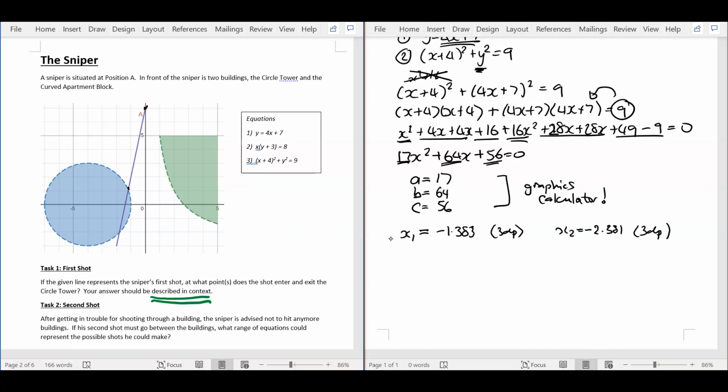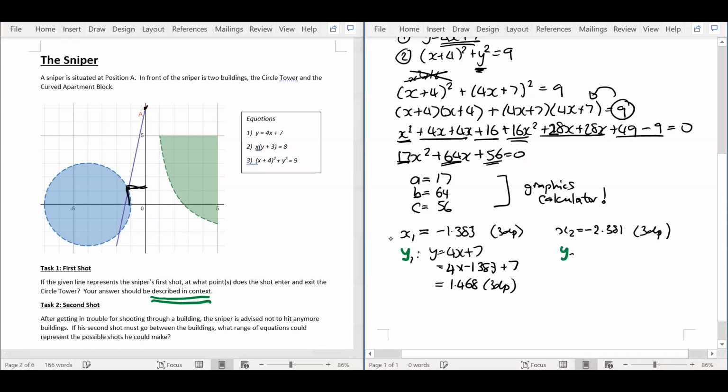Now that we've done that, we can go ahead and calculate the y values. So y1, that's going to be y equals 4x plus 7. I'm going to substitute in the x from above: 4 times negative 1.383 plus 7. And when I calculate that, that's going to get me to 1.468. And that was also affected by a 3 dp rounding. And that makes sense because we're expecting that first point to be positive.